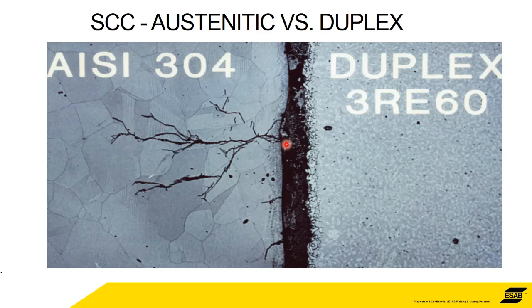Here's a photograph of a weld between duplex and 304 stainless, and you can see the duplex is quite impervious to chloride corrosion. The 304 is not, and you've got a very good example there of the stress corrosion going along the grains and through the grains.